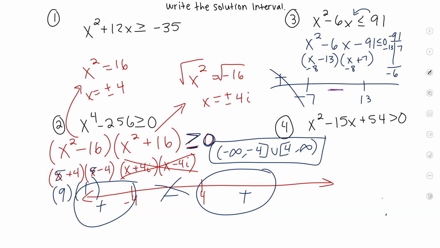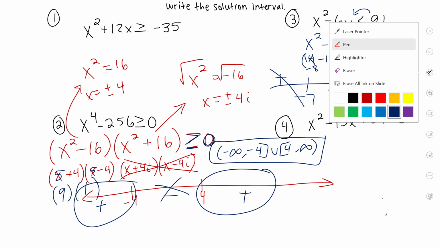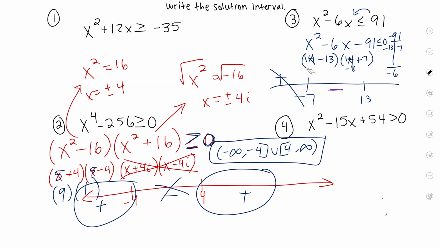And if I plug in 14, so 14 and 14, what do I get? Uh-oh. I get positive? Yeah, if I plug in a 14 here and a 14 here, I get a positive answer. We don't want positive answers. We want to be less than or equal to 0. So this is my interval solution. It'll be between -7 and 13. It'll be brackets because it says less than or equal to 0.